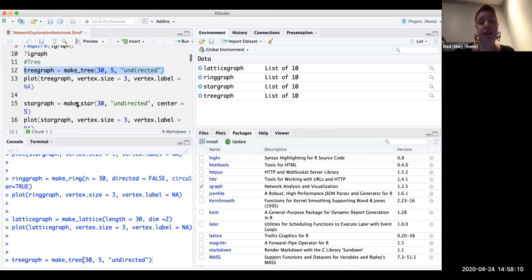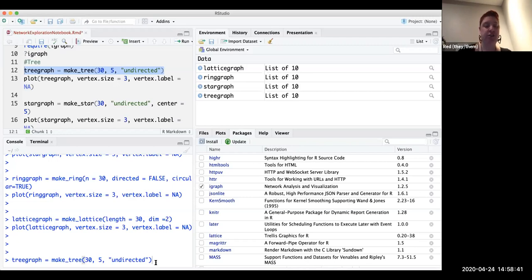We also created a star graph, which basically just has one node in the center, and then all the other nodes are connected to it as if it were a star, for example. We put in the number of nodes we want in our network, or the number of vertices, whether we want it directed or undirected, and then which of the nodes is our center. So right now I've told it that number 5 is my center.